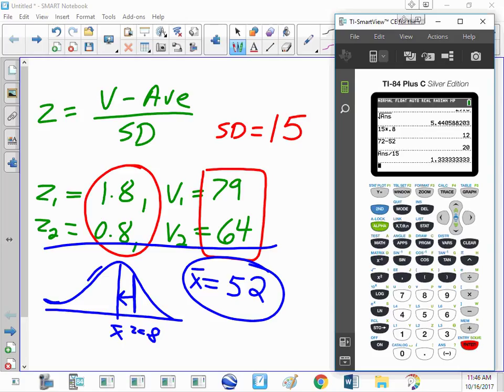Okay. Now if I start with the z-score of negative 1.4, how do I convert that back into a value? We do this formula backwards, which is value equals z-score times the SD plus the x bar. So I take negative 1.4, I multiply it by 15. What does this number tell me? 21 points below the average, so I add the average back. And the value for that z-score is 31.